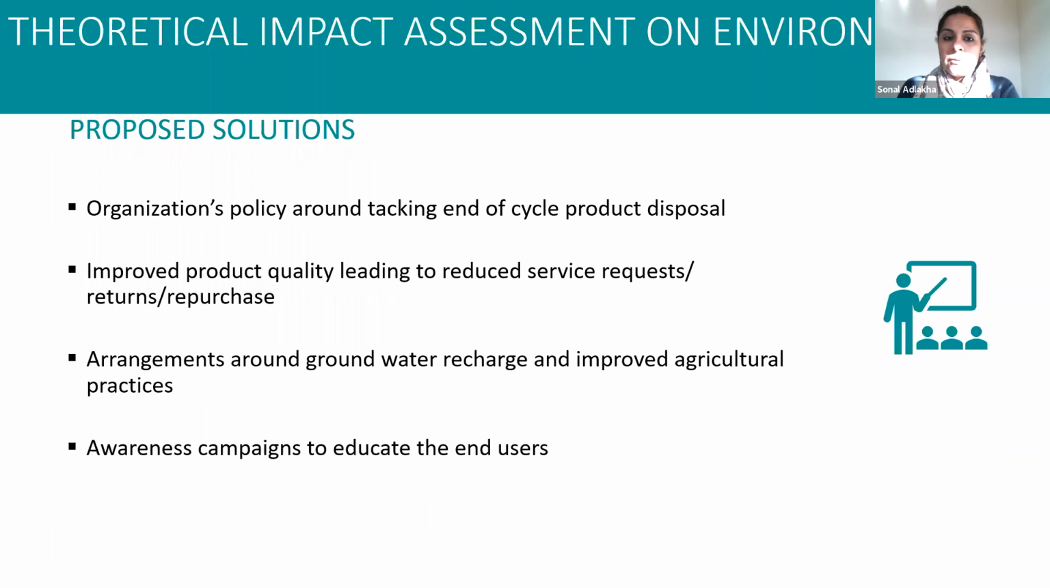Now, there are some of the proposed solutions. For instance, what is the organization's policy around tackling the end of cycle product disposal? We've seen so many solar home products, kits. Somebody's using them today. They have, say, used it for a year, and now they are rising the ladder. They need a bigger product. But what happens with the product which they already were using?